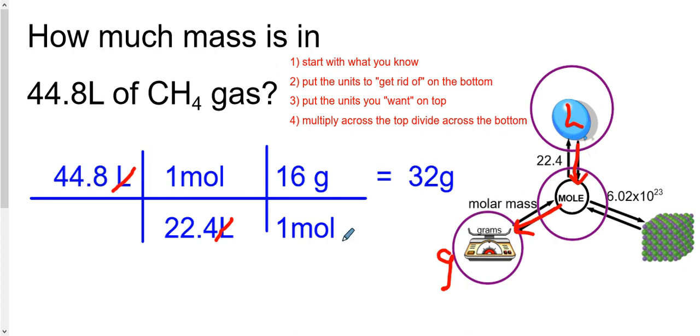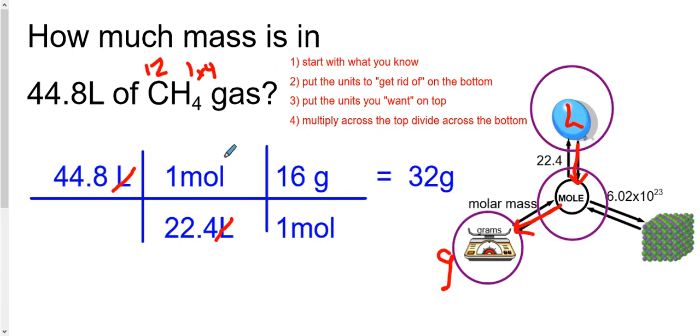Now, what's true about moles and grams? Well, in the case of methane, if I look at my periodic table, we can see that carbon weighs 12 grams for every 1 mole, and each hydrogen will weigh 1 gram for every 1 mole, but of course we have 4 of them. So we're going to have 12 plus 4 is 16 grams per mole. That's the molar mass for methane.